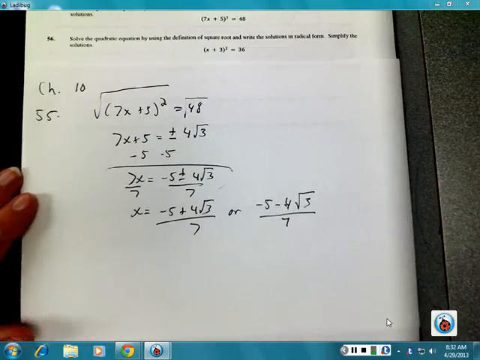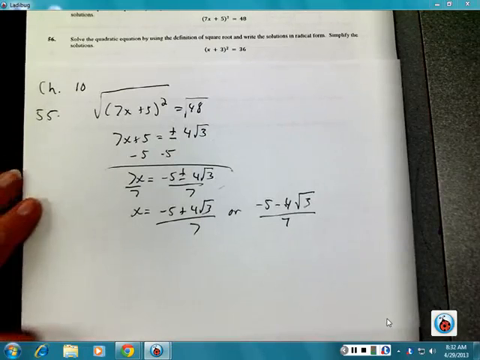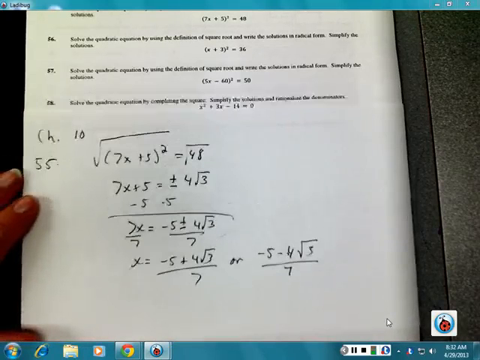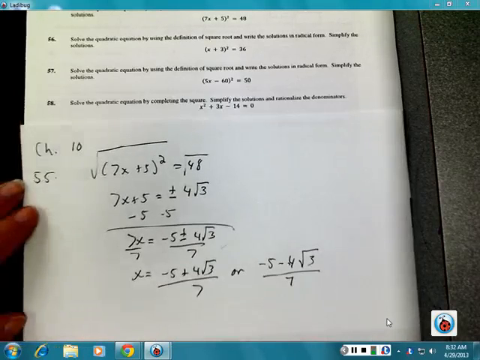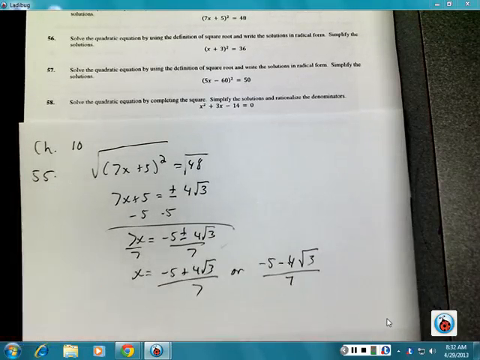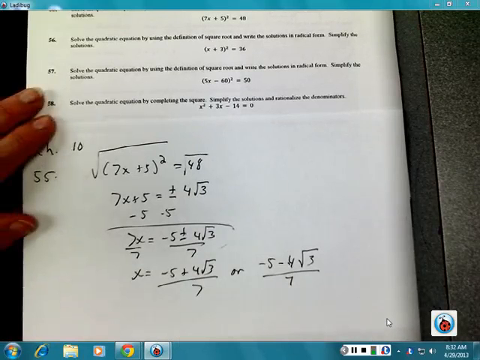Okay, so 55, we're good. I think you can do 56, correct? 56, just like 55. So is 57. So we're good there. This one, 58. It says solve the quadratic equation by completing the square and simplify the solution and rationalize the denominators.